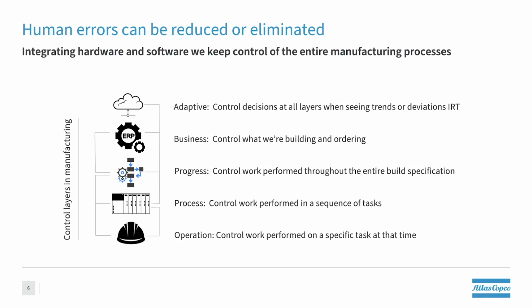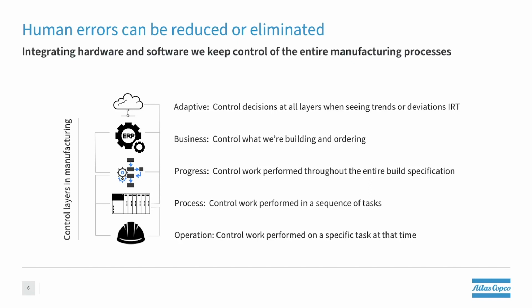If you're familiar with the 5 layers for automation, the schematic might look familiar. For the purpose of this presentation, I've reorganized and renamed some of these layers to focus on which assignments in manufacturing we're looking to control. At the lowest layer, the core layer for eliminating human errors, you'll see the operation layer.